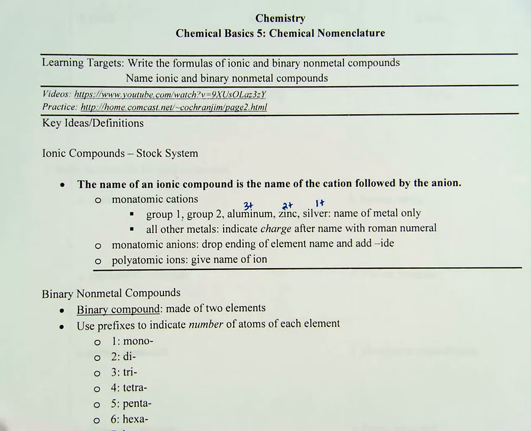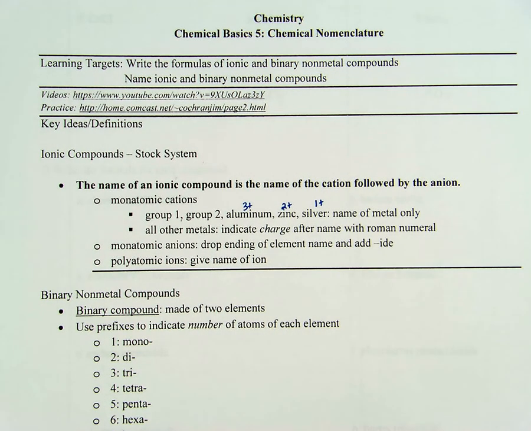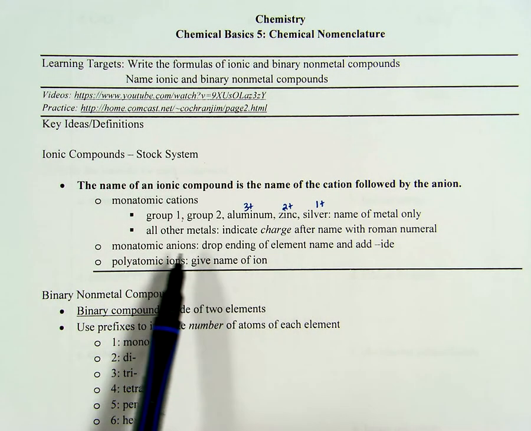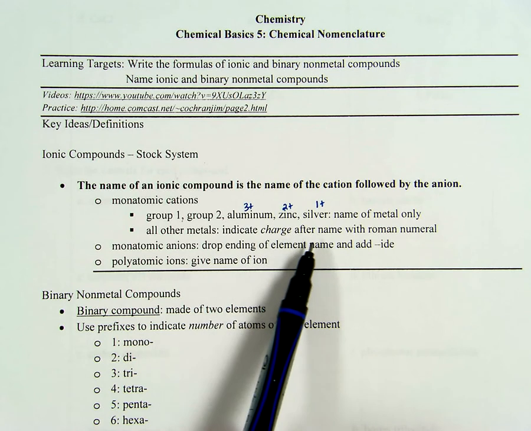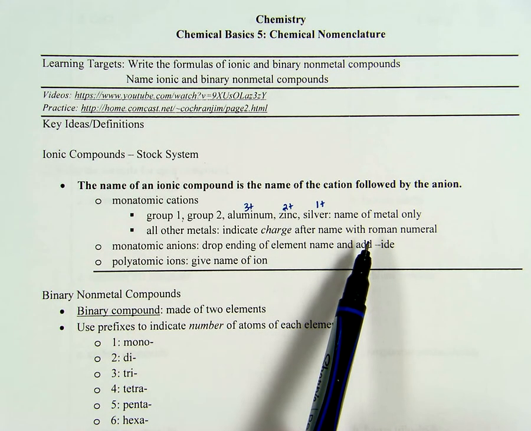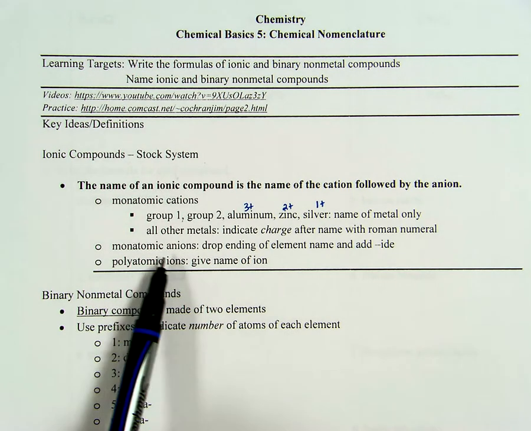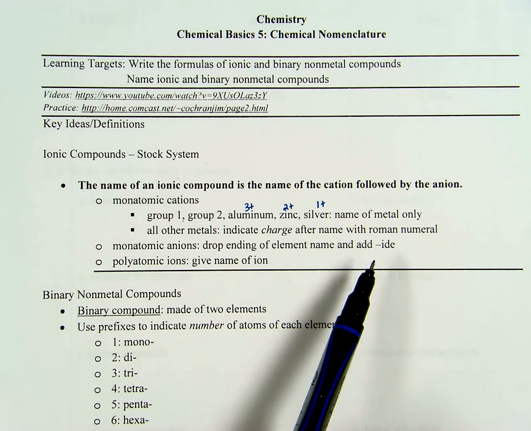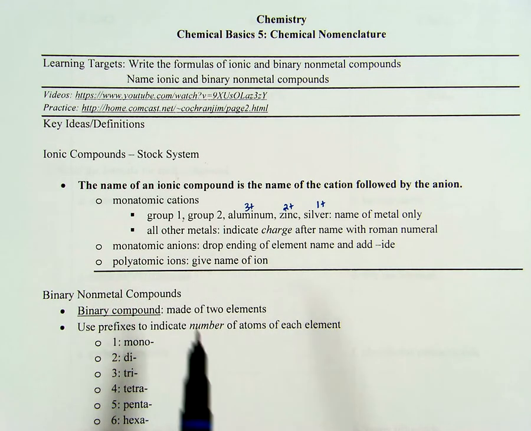Those never change. If it's any other metal other than Group 1, Group 2, aluminum, zinc, or silver, we have to indicate the charge after the name of the metal with a Roman numeral. And we'll see examples of how to do that. And then monatomic anions, we just drop the ending and add IDE like we've been doing for a while. And then polyatomic ions, just give the name of the ion.